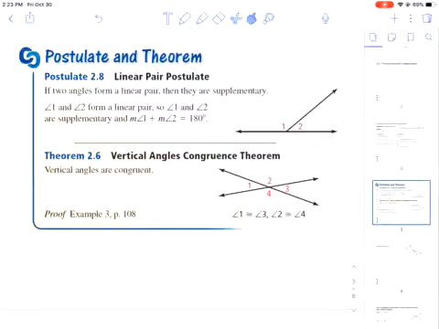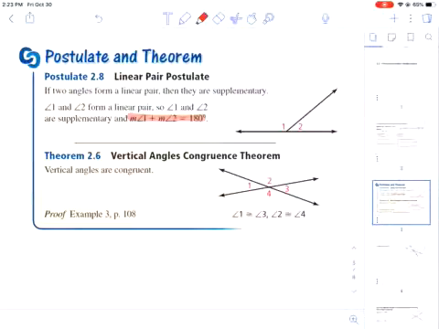So the first one is a linear pair. Now a linear pair just means two angles that form a line. The other important thing to look at is that they add together to be 180. We're going to use that to help us solve some equations later.